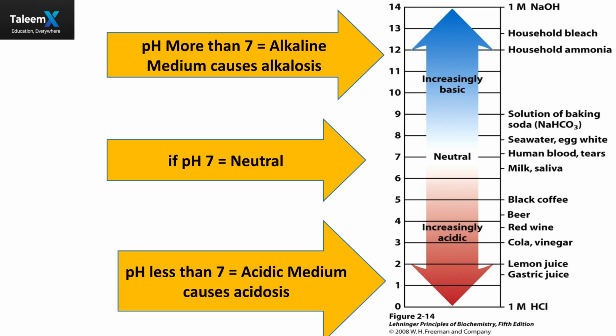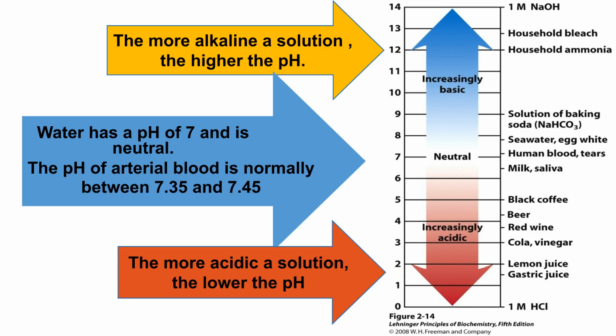A pH greater than 7 indicates an alkaline medium, which can lead to alkalosis. A pH of exactly 7 is neutral. A pH less than 7 indicates an acidic medium, which can lead to acidosis. The more alkaline a solution, the higher the pH. The more acidic a solution, the lower the pH. Water is neutral with a pH of 7. The pH of arterial blood is normally maintained between 7.35 and 7.45.